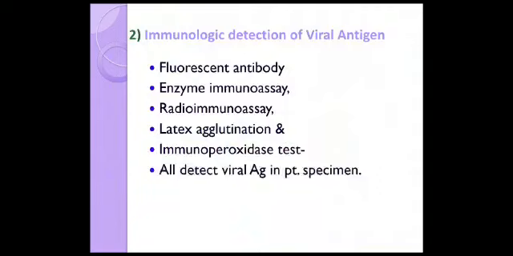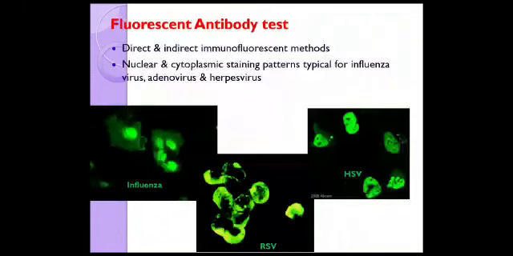The second one is the immunological detection of viral antigen, wherein it can be done by using fluorescent antibody, enzyme immunoassays, radioimmunoassays, and the latex agglutination test, and all these detect the viral antigen in the patient's specimen. This is just to show you the fluorescent antibody test, where both direct and indirect immunofluorescent methods can be done, where you know that direct is always an antigen detection and indirect is usually an antibody detection, and the nuclear and cytoplasmic staining patterns are quite typical for influenza virus, adenovirus, and herpes virus.